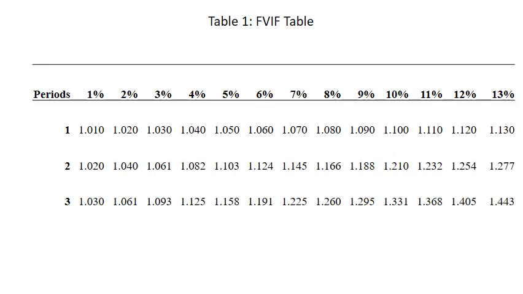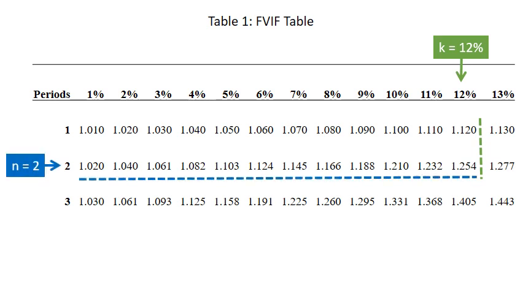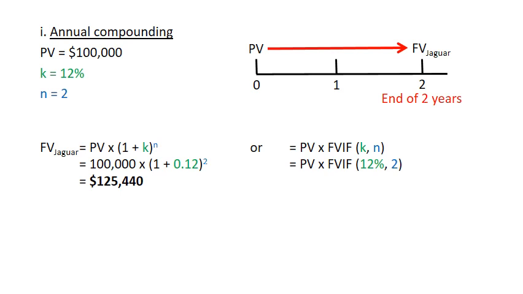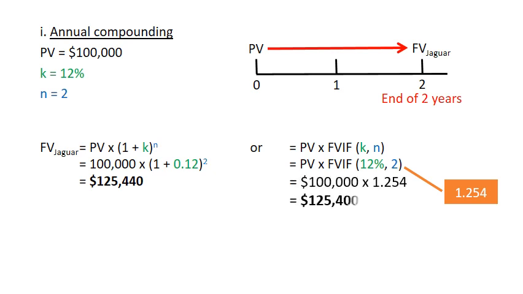This is an extract from the FVIF table. We know that K is 12% and N is 2. So we're finding this figure of 1.254. From the FVIF table, we find the figure is 1.254. We substitute that in and find the answer is 125,400.